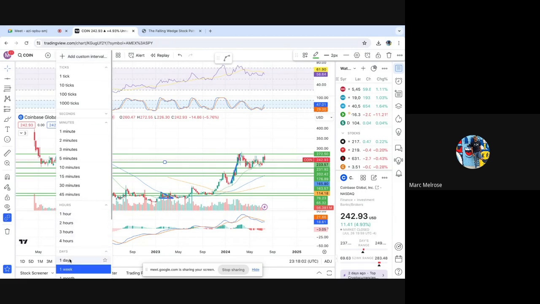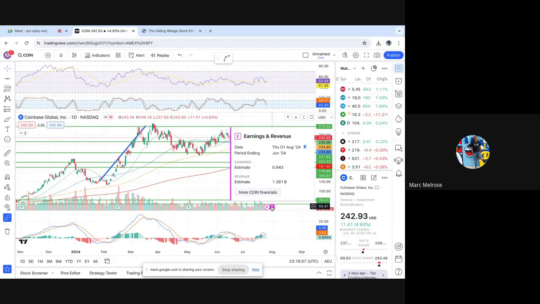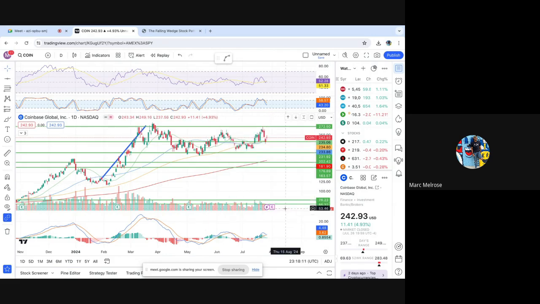So if we look at the daily for this week, it does have earnings coming up on Thursday. So just be a little bit careful with the earnings. Anytime with earnings, I don't like to play them. I like to get out of my trades before earnings happen. But we could see this be trending upwards.